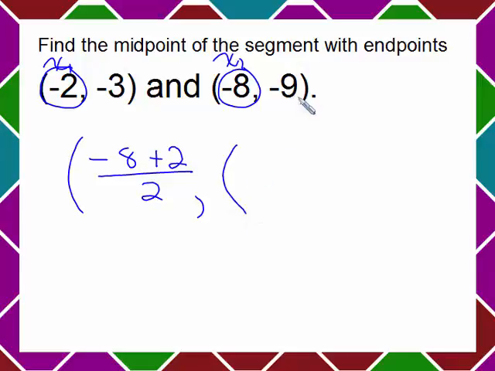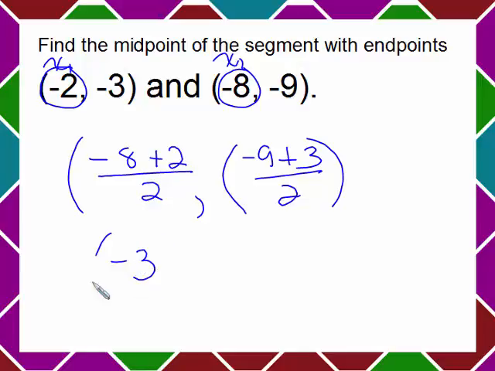Now I'm going to do my y, starting with y2. Negative 9 minus negative 3, and divide it by 2. If I combine these two, negative 8 and a positive 2, if you need the calculator, use it. That's negative 6. Negative 6 divided by 2 will give me negative 3, so there's my x coordinate.